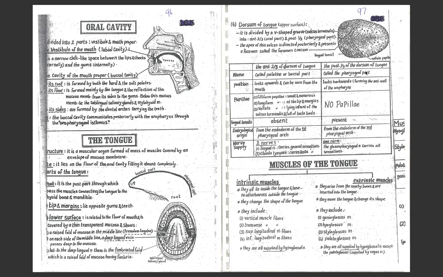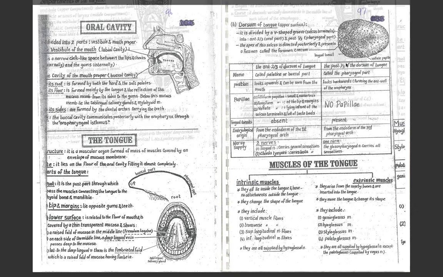Now we're going to go to the dorsum of the tongue. If you open someone's mouth and the tongue is lying flat on the floor, you see the top part of the tongue, which is this. It's called the dorsum, the upper surface of the tongue. There are some structures that you have to know on there.